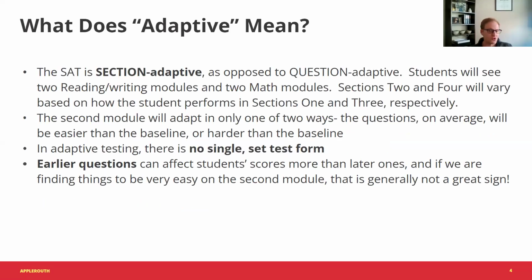So what does adaptive actually mean? As I said, sections 2 and 4, so the second verbal and the second math section, respectively, will vary based on how you perform in sections 1 and 3. What this means is that earlier questions can affect your scores and will affect your scores more than later ones. So to really get a very high SAT score, you have to ace module 1 and module 3, like get them all right or close to it. Then you have a lot more leeway to miss questions on that upper level module, because as long as you make the upper level, your score ceiling and your score floor are quite a bit higher.